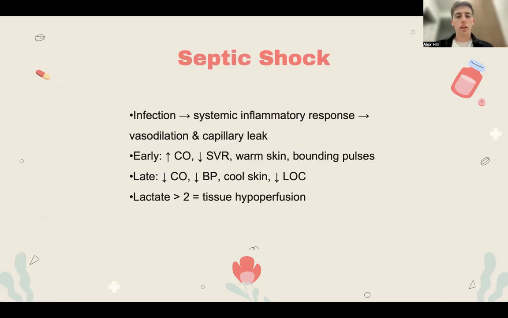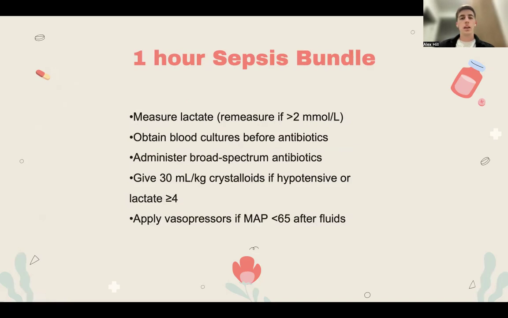Okay, septic shock. We talked about this. Lactate is above 2. You're going to want to test that again. Tissue hypoperfusion. Okay, this is the 1 hour sepsis bundle. So you want to measure the lactate. As I just said, remeasure if it's greater than 2 millimoles per liter. Then you want to obtain blood cultures before you give the antibiotic. You obtain the blood culture because the antibiotic could mess with the blood culture, right?